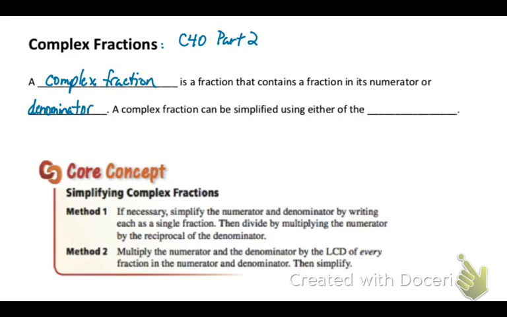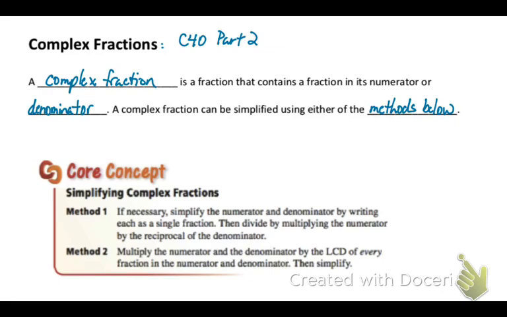So it doesn't just mean that it's a little more difficult. It has a specific meaning when it says it's complex. And then it can be simplified using either of the methods below in that core concept that you see. So method 1, we're just going to talk through, but I'm not going to give examples. I'm going to focus on method 2.